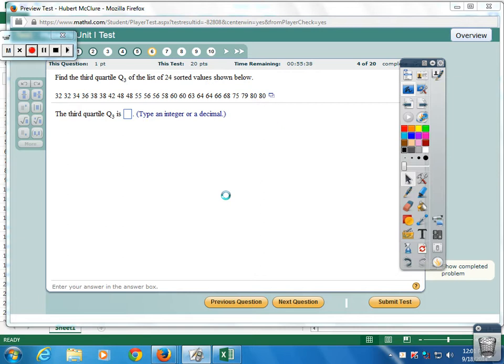Find the third quartile. So that means what percentile? 75th. Let me blow it up a little bit more. And you might want to use your formula here. 32, 32, 34. Let's see. How many are there? 24.